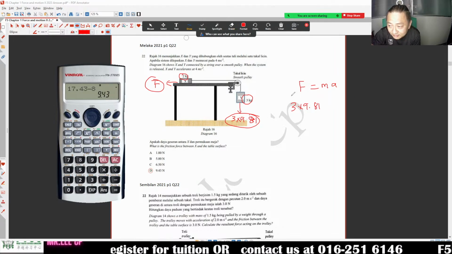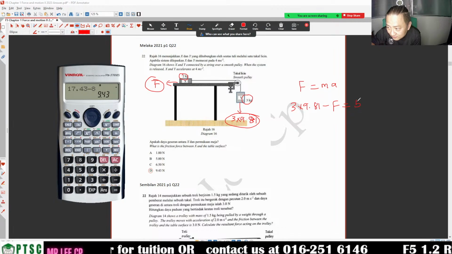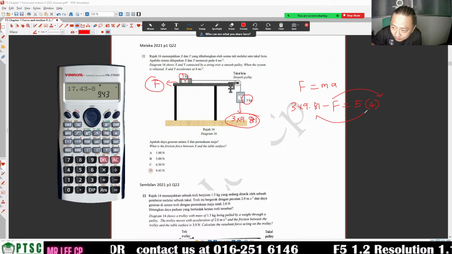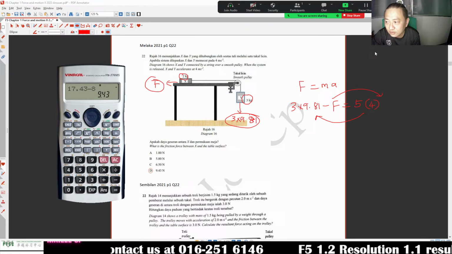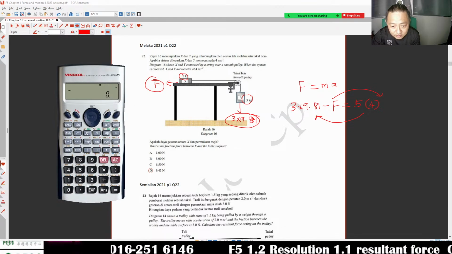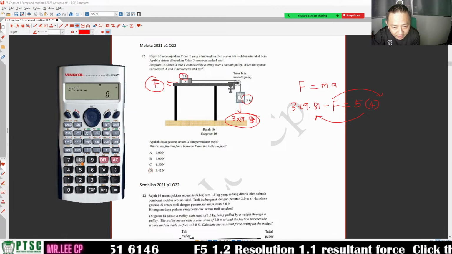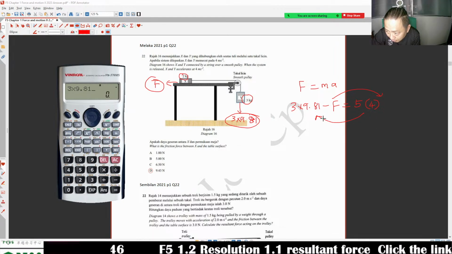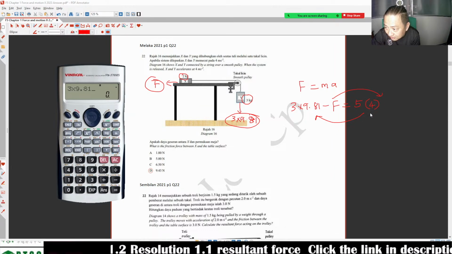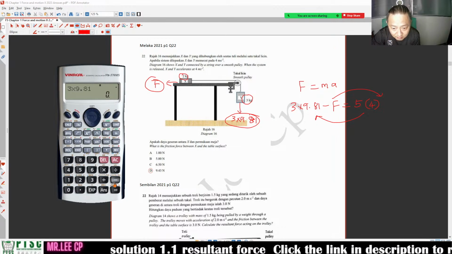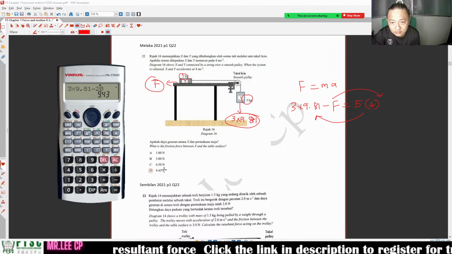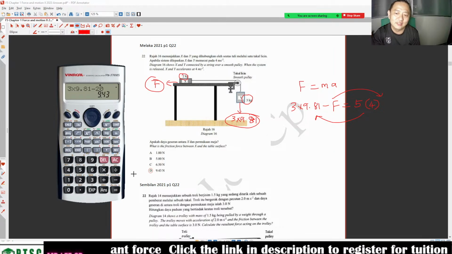This one minus F. This F I move to here. This 20 I move to here. 5 times 4 is 20. So what should I get? 3 times 9.81, and then minus. Negative F comes to here and becomes positive. This one comes to here and becomes minus 20. Equal 9.43. You see, so simple, if you know how to do it.